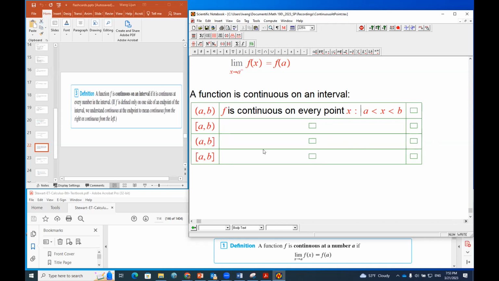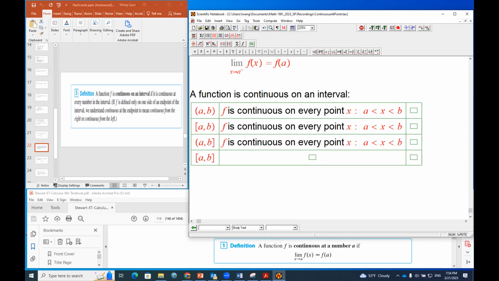Now, how about we have this one? It's continuous on a half open interval. On the a side it includes a, on the b side it does not include b. Well, this is also true. In this case it is also true. So all of these cases include every point inside being continuous.